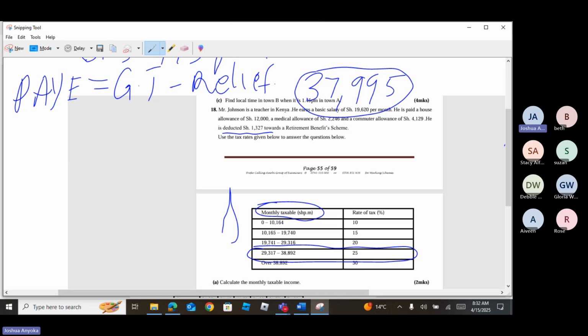So we go to the table. We make sure that our taxable income is monthly, and then we note the rate. Our taxable income is 37,995. It lies in which band? Then we start the process. First band: 10% times 10,164. You get 1,016.4.